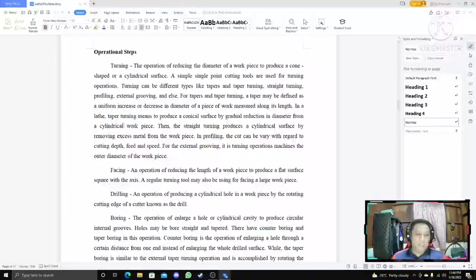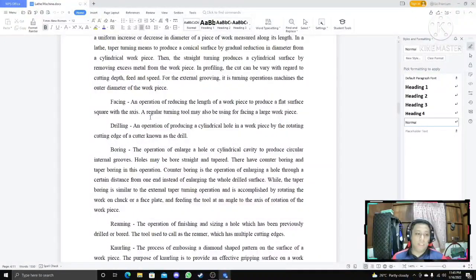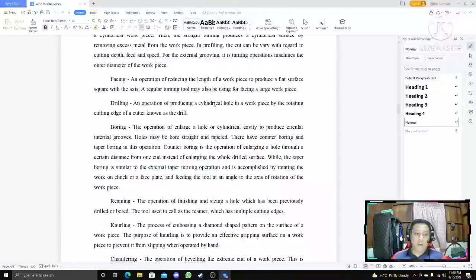In a lathe, taper turning means to produce a conical surface by gradual reduction in diameter from a cylindrical workpiece. Straight turning produces a cylindrical surface by removing excess metal from the workpiece. In profiling, the cut can vary with regard to cutting depth, feed, and speed. External grooving is a turning operation that machines the outer diameter of the workpiece. Facing is an operation of reducing the length of the workpiece to produce a flat surface, square with the axis.